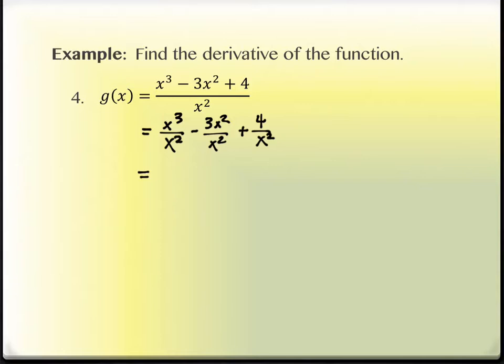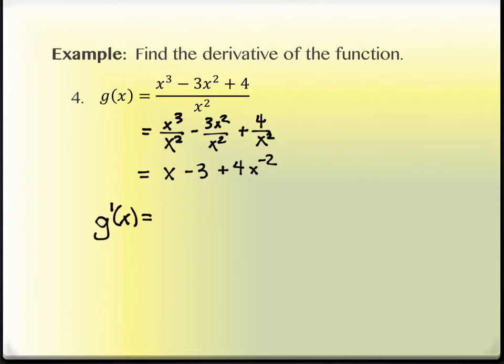So what is x cubed over x squared? X. What is negative 3x squared over x squared? Negative 3. And what is 4 over x squared, at least rewritten helpfully? Right, like the last problem, yeah? Okay, 4x to the negative 2. Is that good so far? So right now I haven't done any calculus. That is all algebra. Okay, so now we're ready to do calculus. What was my function name? G of x. So we're going to do g prime of x.